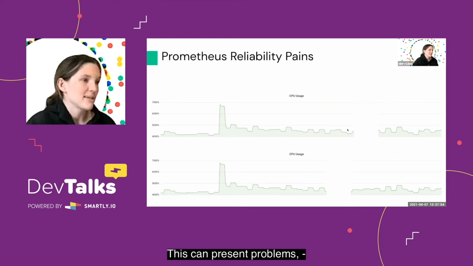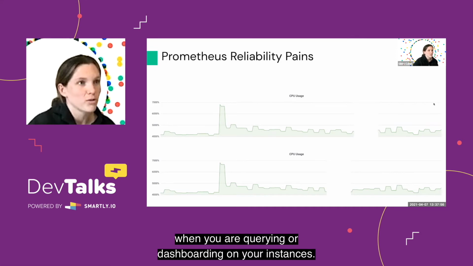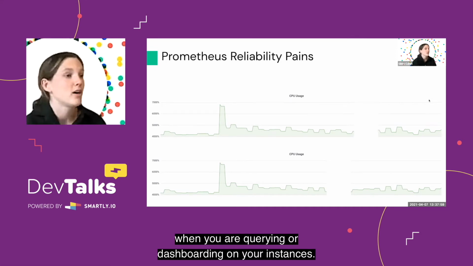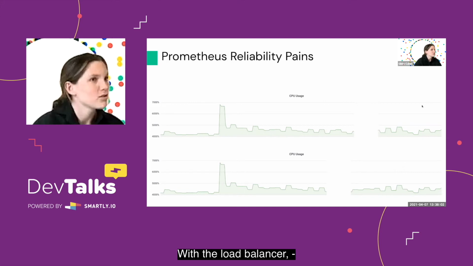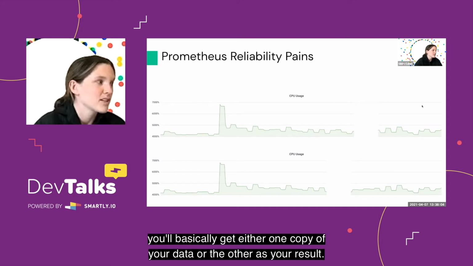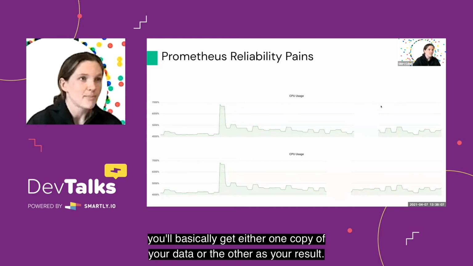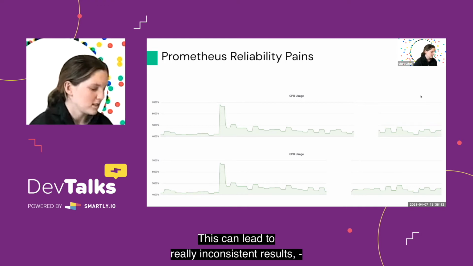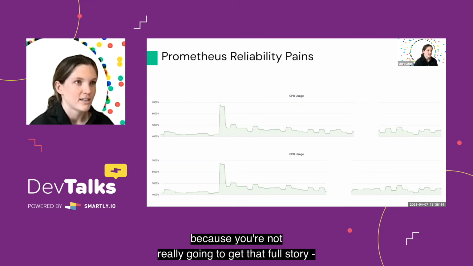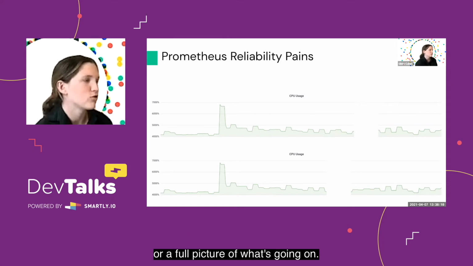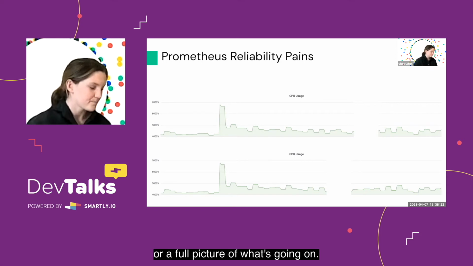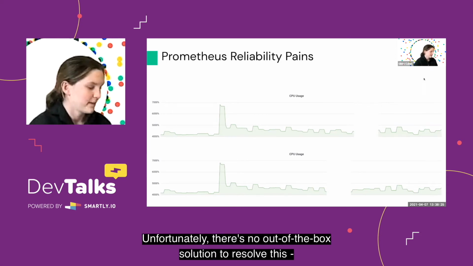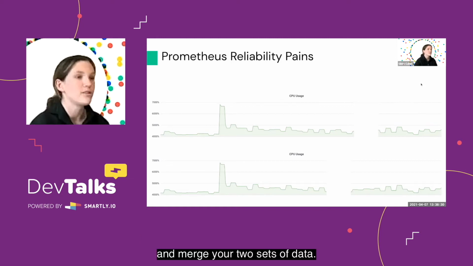So this can present problems when you want to perform any query or dashboarding on your instances, because with the load balancer, you're basically going to get either one copy of your data or the other as your result. This can lead to really inconsistent results because you're not going to get that full story or full picture of what's going on. And unfortunately, there is no out of the box solution to resolve this and merge your two sets of data.